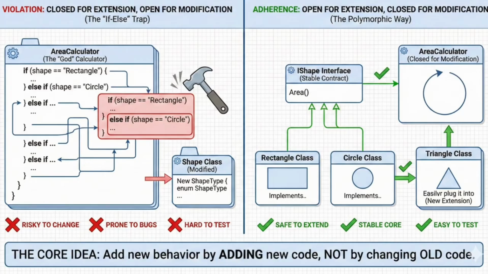Why do we need the open-closed principle? Why is it so important in real-world software development? Because in real projects, requirements are never permanent. Clients change their minds, new features are added, business rules evolve, and applications keep growing. If every time a new requirement comes, we start modifying old code, we increase the chances of breaking existing features, introducing new bugs, and making the system unstable.